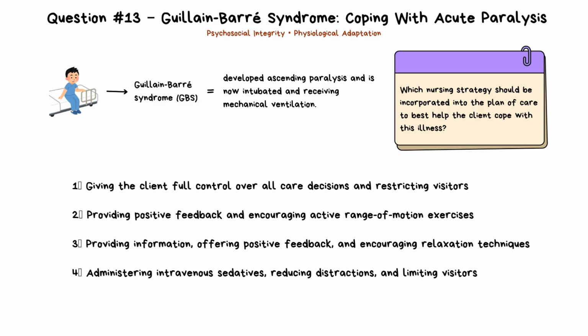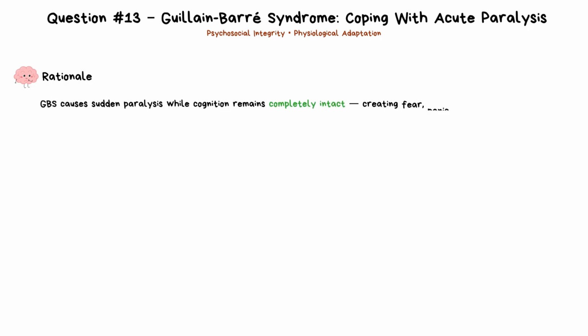The correct answer is option 3, providing information, offering positive feedback, and encouraging relaxation techniques. Here's the reasoning. Guillain-Barré causes sudden paralysis, while cognition remains completely intact. That combination produces fear and helplessness. The nurse's most powerful tools here are communication, reassurance, and calm presence.